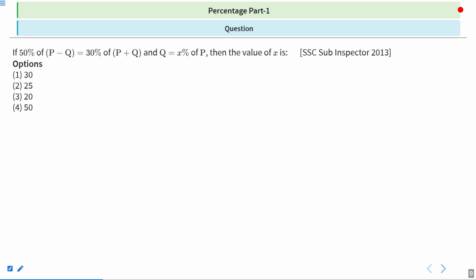If 50% of P minus Q is equal to 30% of P plus Q, and Q is equal to X% of P, then the value of X is, and this question was asked in the SSC sub-inspector exam in 2013. Now there are four options: first is 30, second is 25, third is 20, and fourth is 50. Now you have 10 seconds to solve this question. Your time starts now.